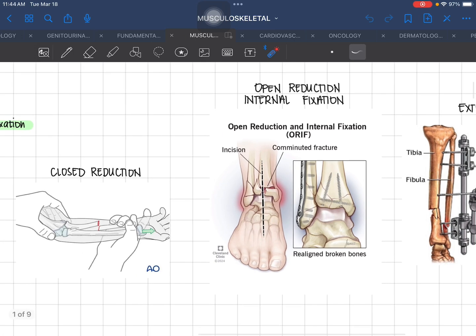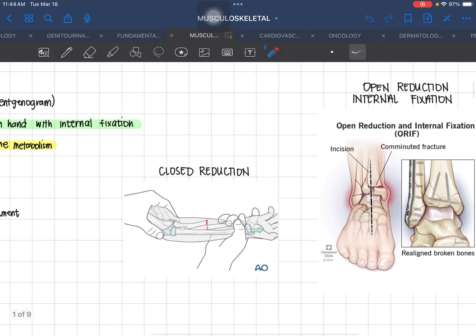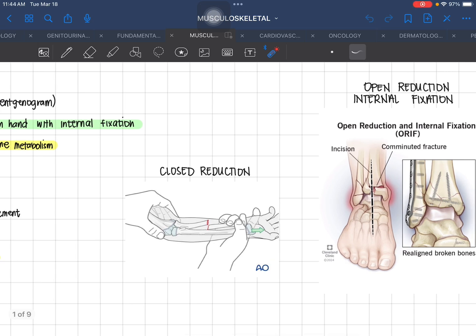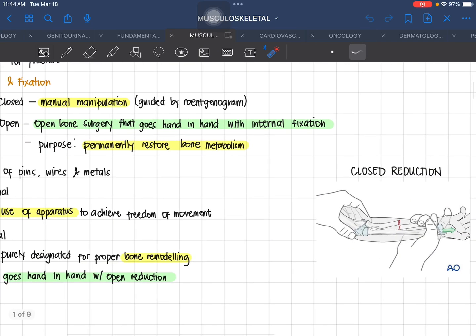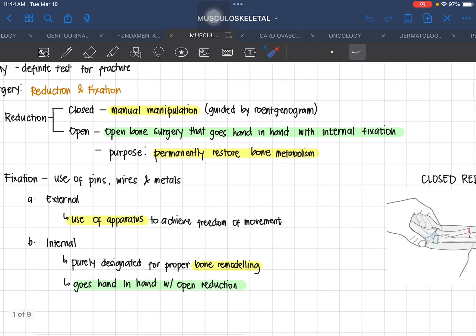i-fix siya. Kasi kapag closed reduction, ayan, hindi mo naman kailangan i-open. So, kailangan mo lang siya, like, i-manipulate manually nang hindi ka gumagawa ng incision. So, ayan. Pero, ang purpose nga niyan ay to permanently restore the bone metabolism. Again, yung open goes hand in hand with internal fixation. Kaya, may tinatawag tayo na ORIF.